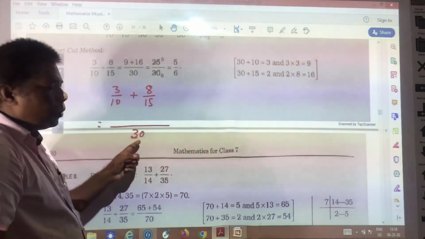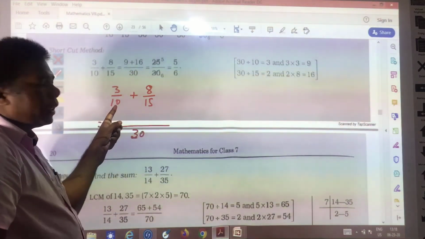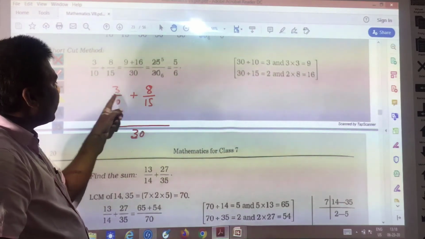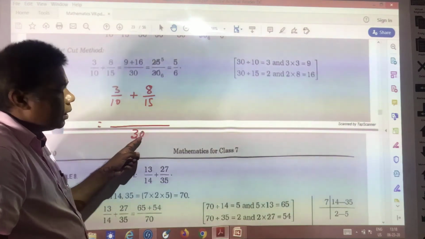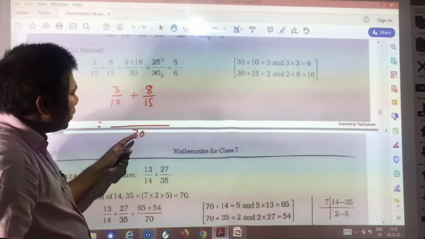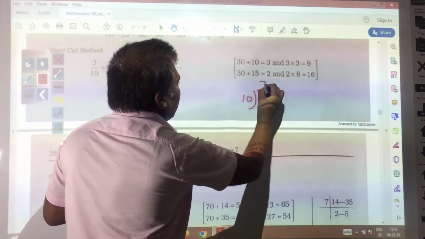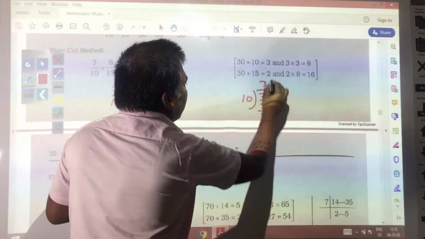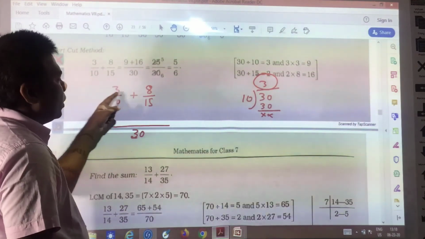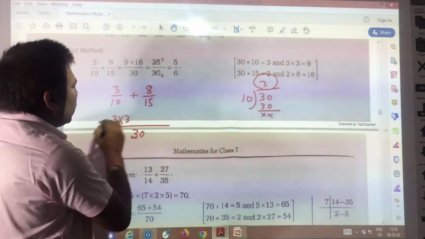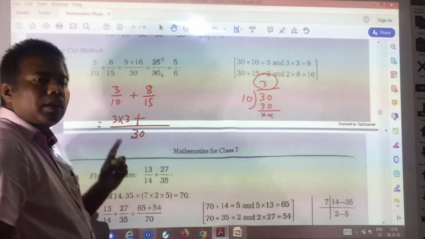Now, what we need to do? This 30, you divide by the denominator of the first fraction, which is 10. 10 times 3 is 30, so the result you got, 3, is needed to be multiplied with the numerator. So, this will be 3 into 3. Then if you have a plus sign you put plus, if a minus sign is there you need to put minus.